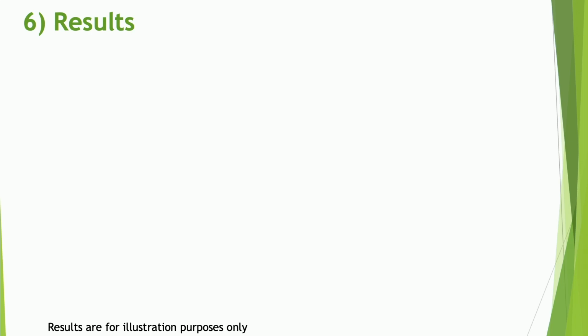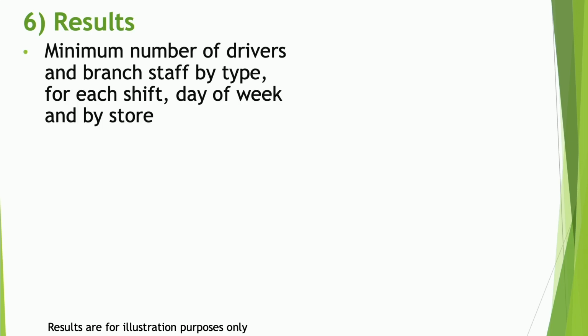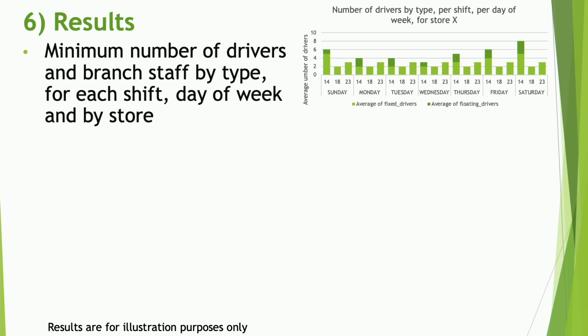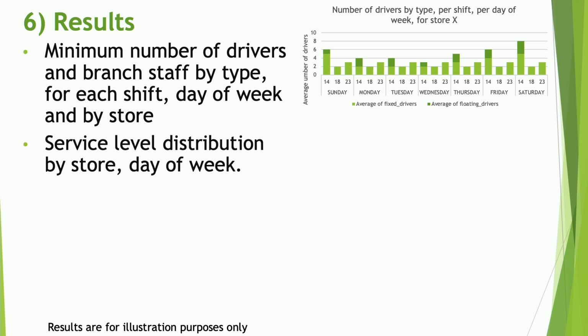Okay. So a brief look at some of the representative results, and I can just show you. So we compared, for example, the minimum number of drivers by branch and by type for each of the shift, days of the week, etc. So in this example, you can see that on Sundays for that shift, we needed 5 fixed drivers on average and 1 floating driver. And these charts were then drawn up from the log files for each one of the stores. And we also looked at the service level distribution by store, by day of week. It's like, how close are you to what you promised the customers by day of week and by each one of the stores.